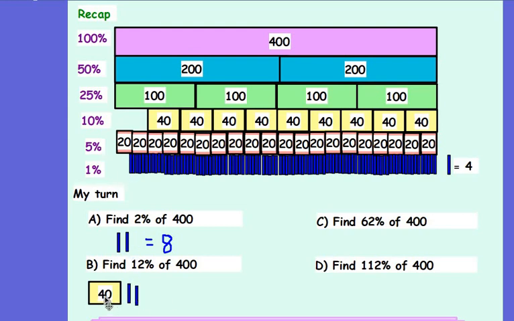The 10% was worth 40. Each of the little 1% is worth 4. So I've got 40 plus 4 plus 4, which would give me 48.